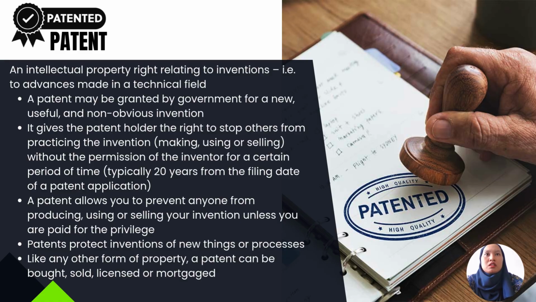Okay, a patent may be granted by the government for a new, useful, and also non-obvious invention. A patent also has patent holders, same as copyright holders, with the right to stop others from making, using, or selling the invention without the permission of the inventor for a certain period of time, typically, if I'm not mistaken, around 20 years from the filing date of the patent application. So patents allow you to prevent anyone from producing, using, or selling your invention unless you are paid for the privilege.